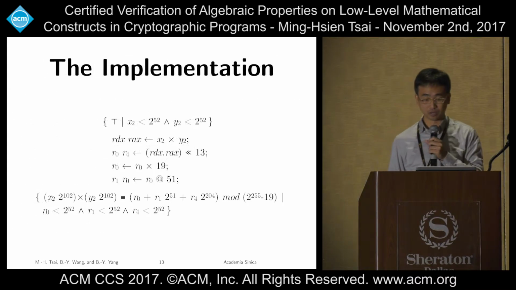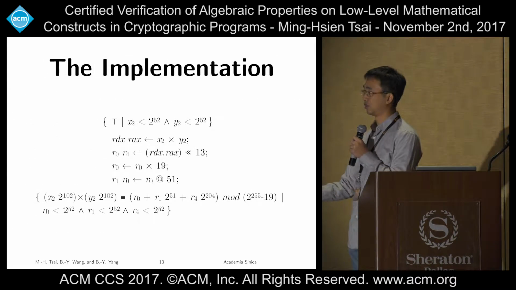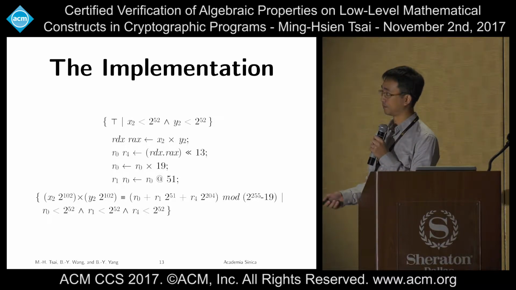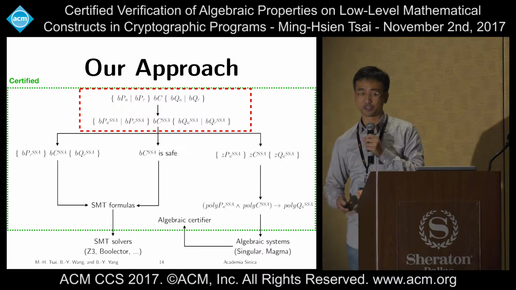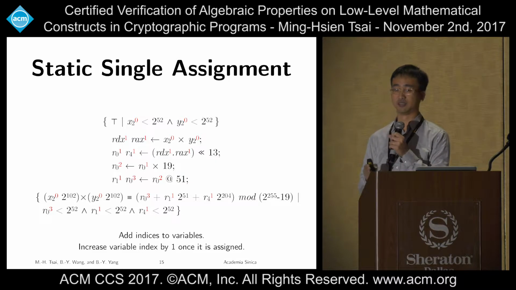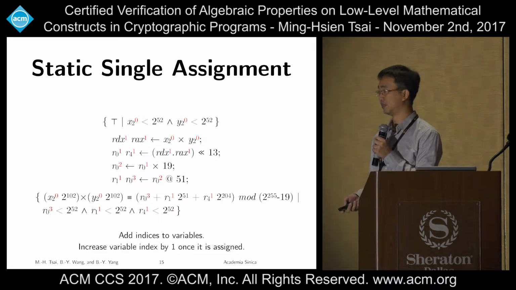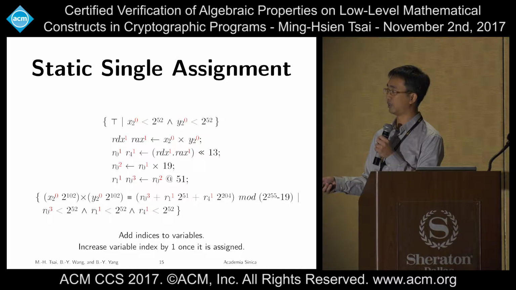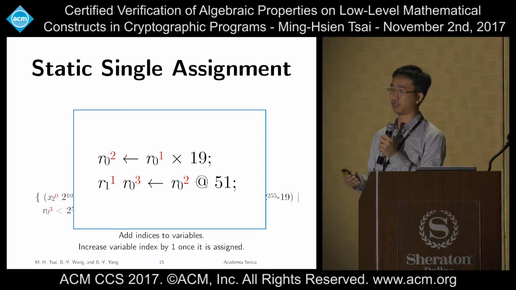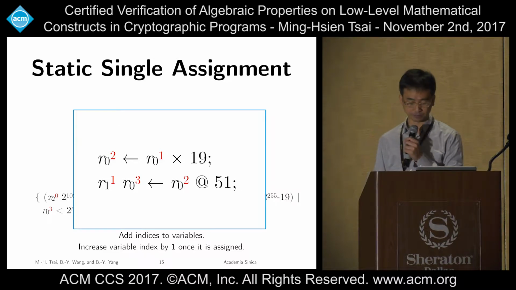Okay. So in our approach, as the first step, I will translate this specification into static single assignment form. Our approach is standard. We just add an index to variables, and every time a variable is assigned, we increase the index by 1. For example, here we read R0 with index 1, and it is assigned here, so we increase the index by 1, so it's now index 2. And then we read R0 with index 2, and when it is updated, we increase the index by 1. So this is standard.